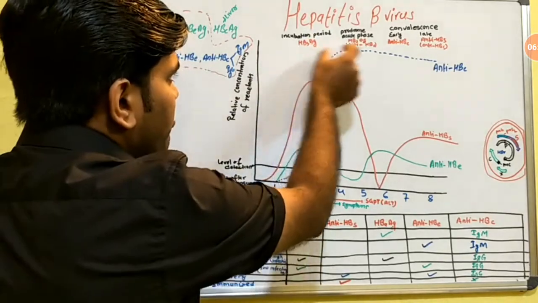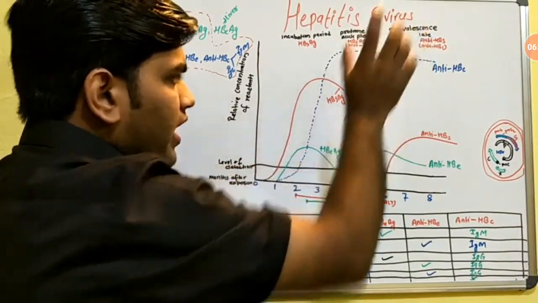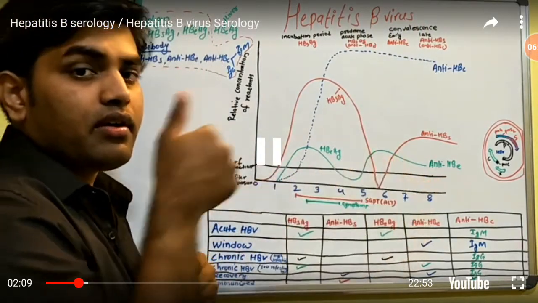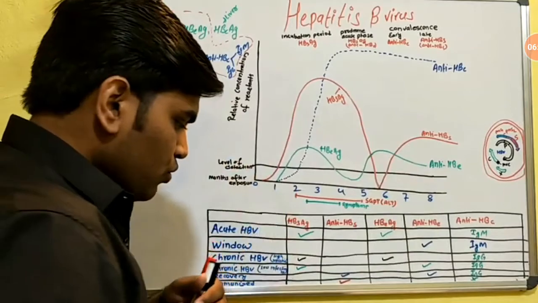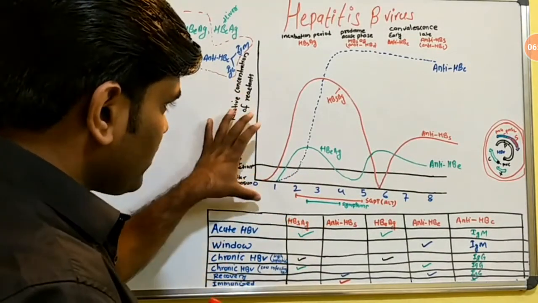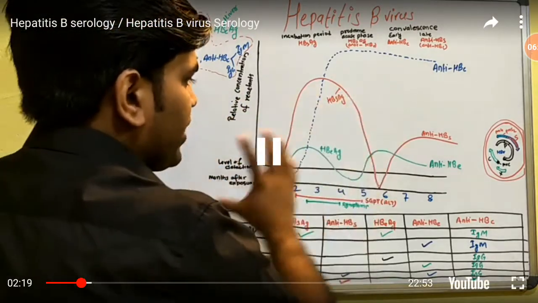There is the incubation period, prodromal phase, active phase, then convalescence phase, whereas there is an early and a late phase. This is the normal natural process of your disease. Okay, so when you talk about the presentations, look, this is your chart, this is your diagram of the natural course of your infection.